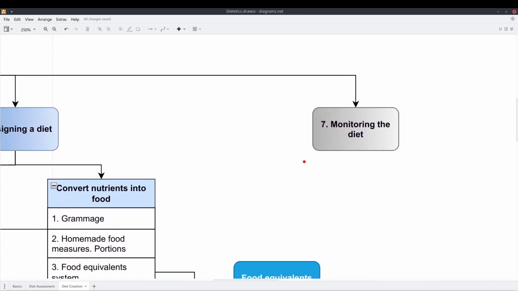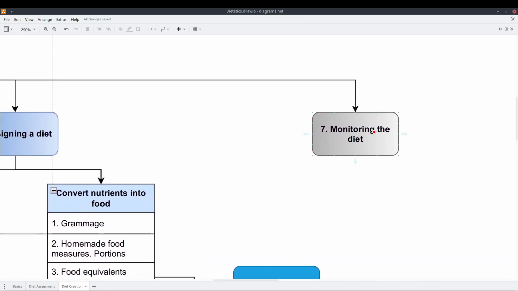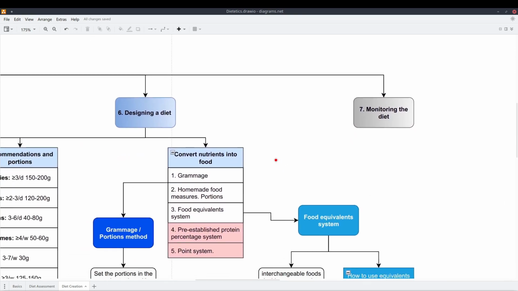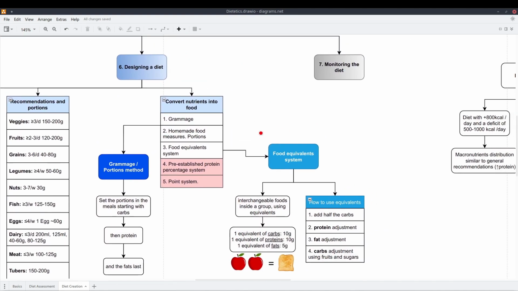And as the last step, we have monitoring the diet. So once the diet is ready, we have to first confirm that it works, that it has all the nutrients, all the proteins, all the carbs, all the fats, and the calories that we calculated for the individual. And then after assigning the diet, we have to monitor if it's optimal for the individual, because maybe our patient doesn't like the diet that much. So we have to correct those sorts of things.